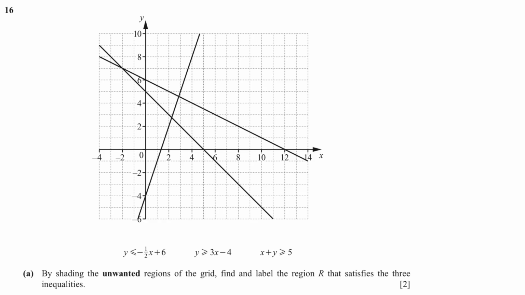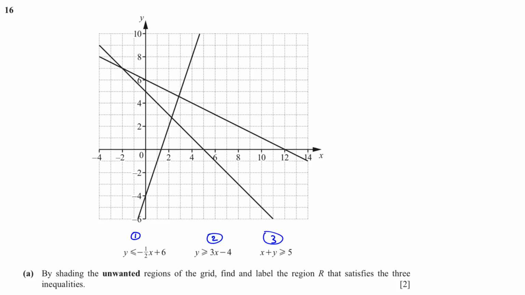The next question is a linear inequality question. We have been given three equations and we have to shade the unwanted regions of the grid and label the region R that satisfies the three inequalities. Let's label number the lines. This is line 1, line 2 and line 3.